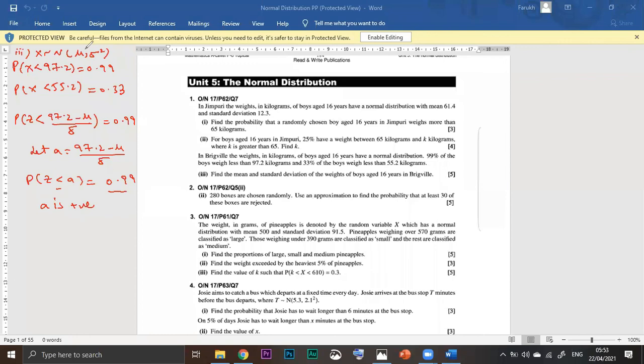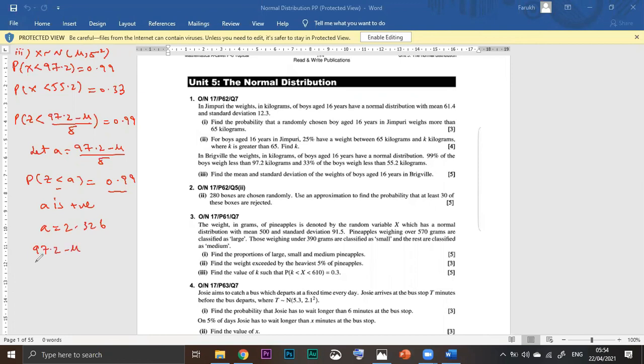Just a minute. Skandar, please repeat the value. 2.326. 0.326? 2.326. Okay, 2.326. So the value of A is 2.326.